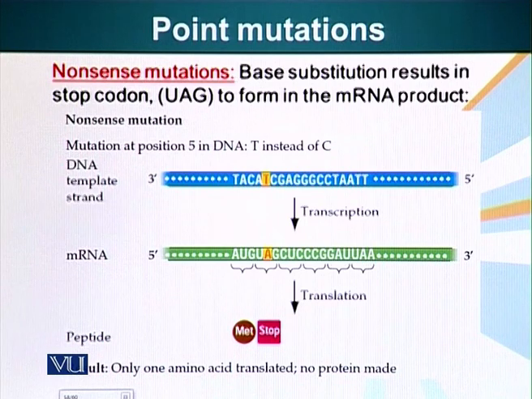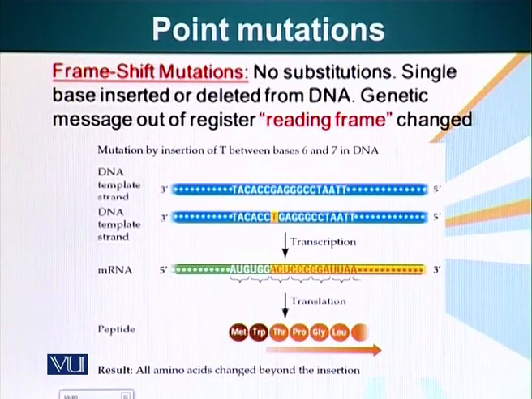Here, for example, for the mutation at position number 5 in DNA, there's a T instead of C. Because of that, we have a codon that is the stop codon right here, UAG. The first amino acid we know is always a methionine in the protein. After that, there's a stop codon. So because of that, this protein will never be made. And that can have more severe effects than the other 2 types of mutations we have talked about.